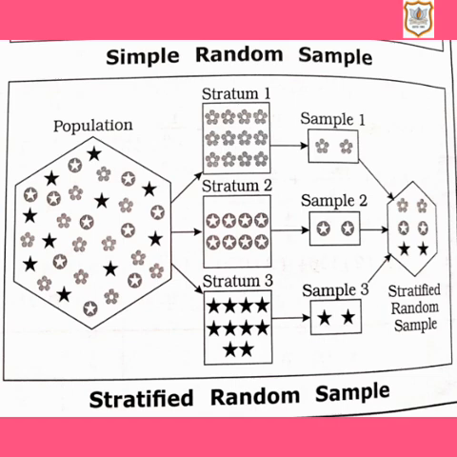And from each group or stratum, a sample is selected. So from stratum 1, sample 1 is selected, from stratum 2, sample 2 is selected, and from stratum 3, sample 3 is selected. All three combined together make a stratified random sample. So this is clear that stratified random sampling is useful when the population is heterogeneous.